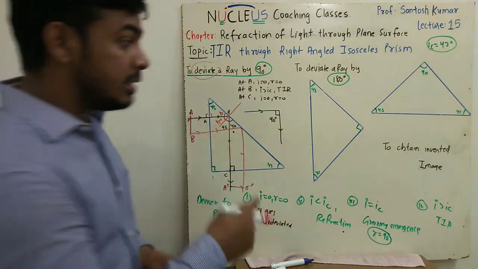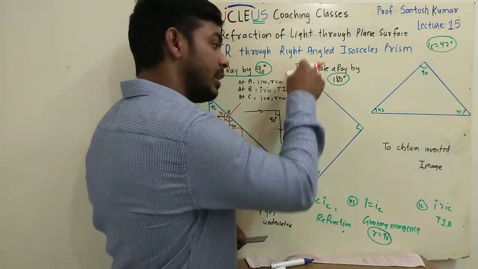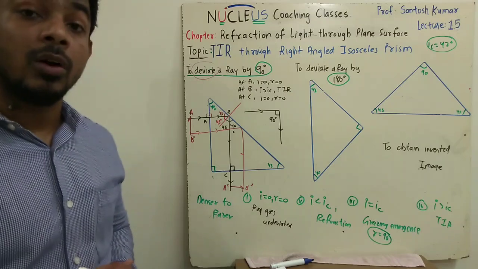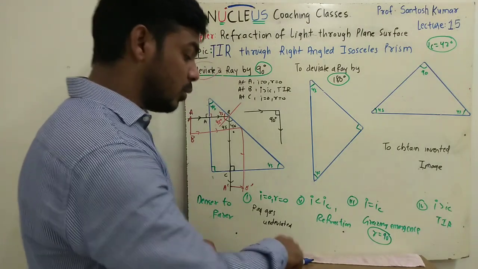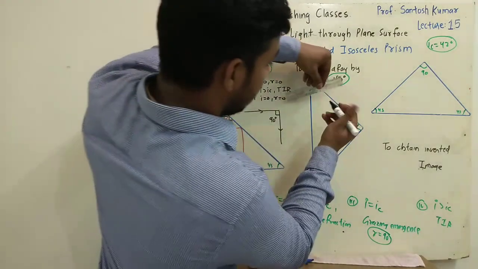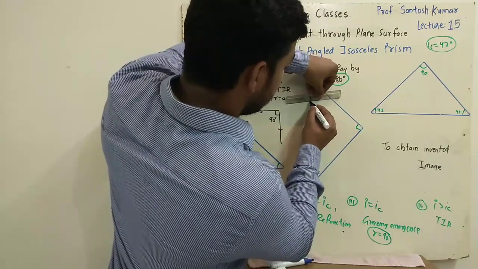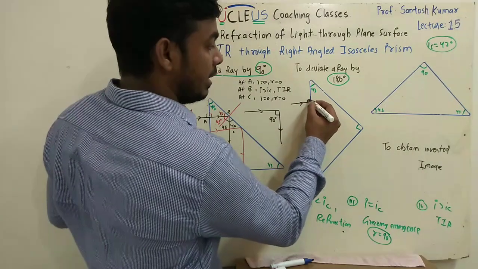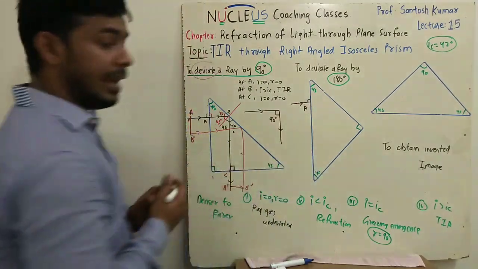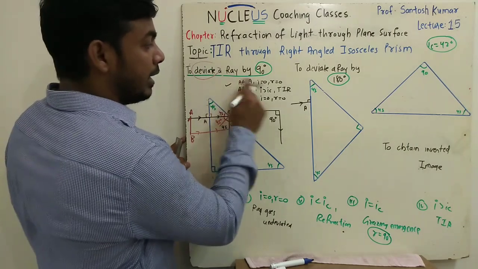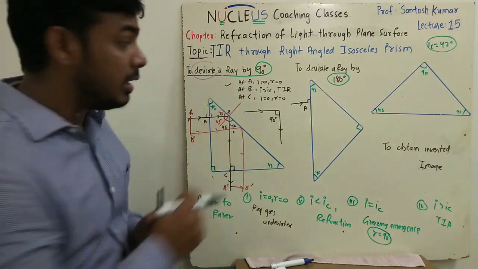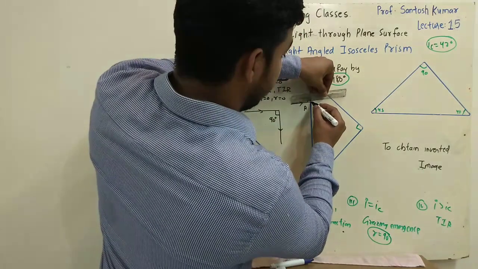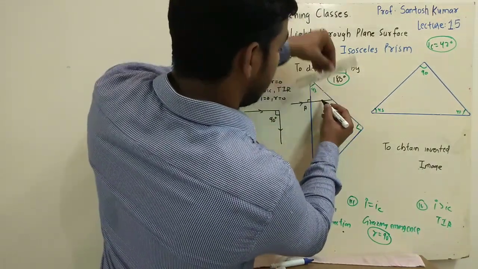In the second case, we have to deviate a ray of light by 180 degree. So make sure in this case the ray should be incident on the hypotenuse, and it should be incident normal to the hypotenuse. So let me draw the incident ray in this case. If I draw the incident ray normal to the surface, again at point A, what is the angle of incidence? 0. The angle of refraction has to be 0. So it goes undeviated, and I will continue the ray.